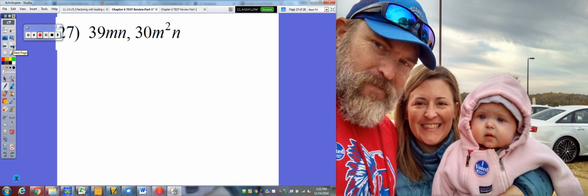We'll do the last one here. The GCF of 39 and 30 is 3. M and M squared is just going to be M. N and N, well, we'll factor out the N. And that's it.